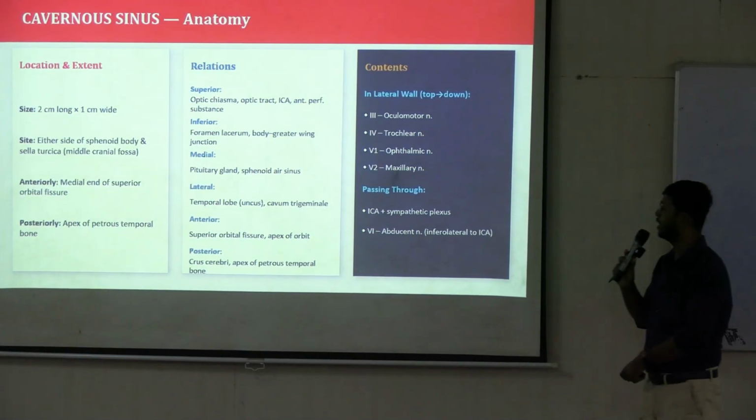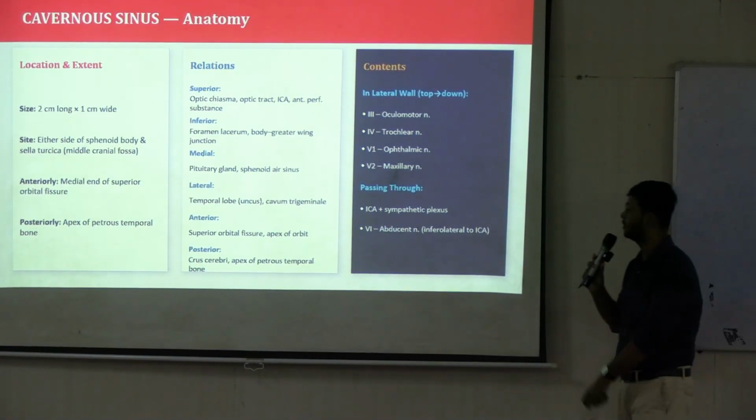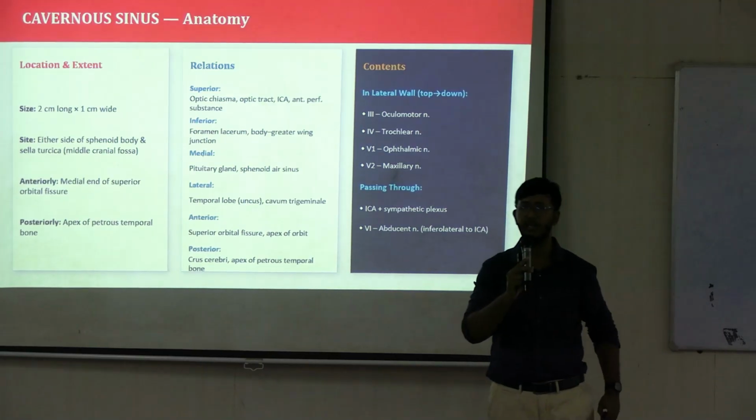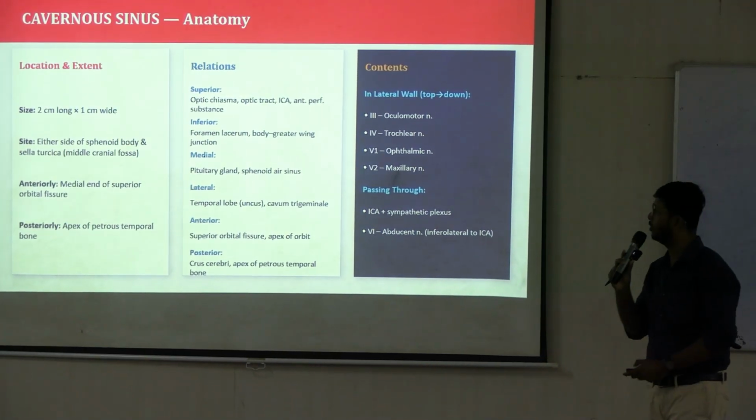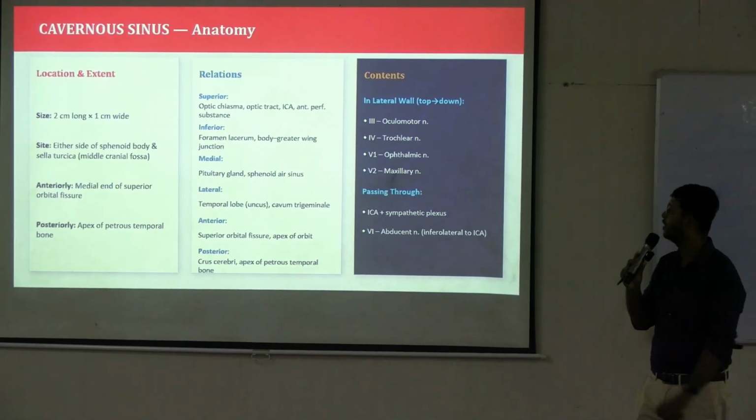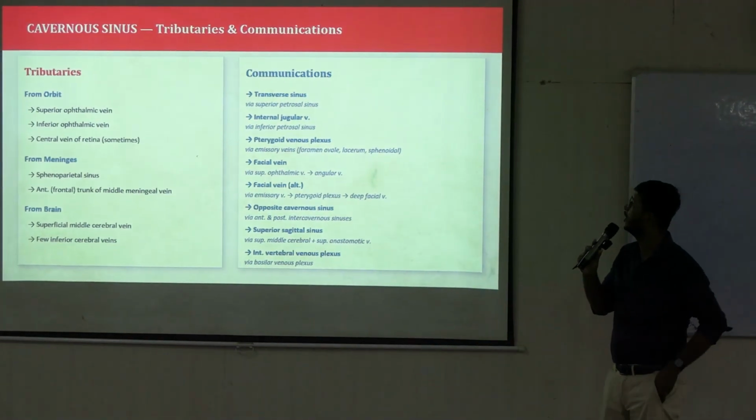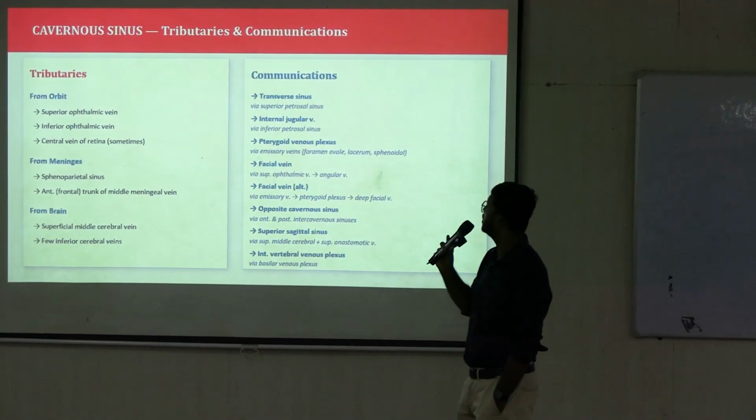Contents in the lateral wall, I already told you, and through it passes the 6th cranial nerve and the internal carotid artery. Location and extent, you study. Cavernous sinus, tributaries and communications.